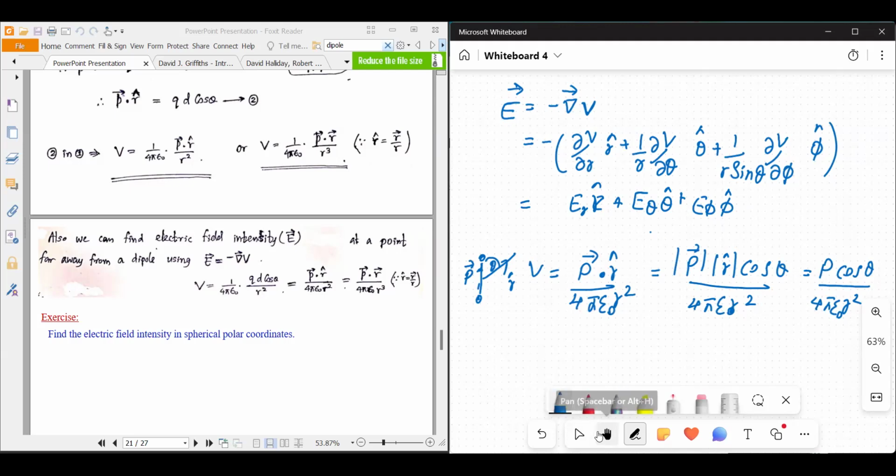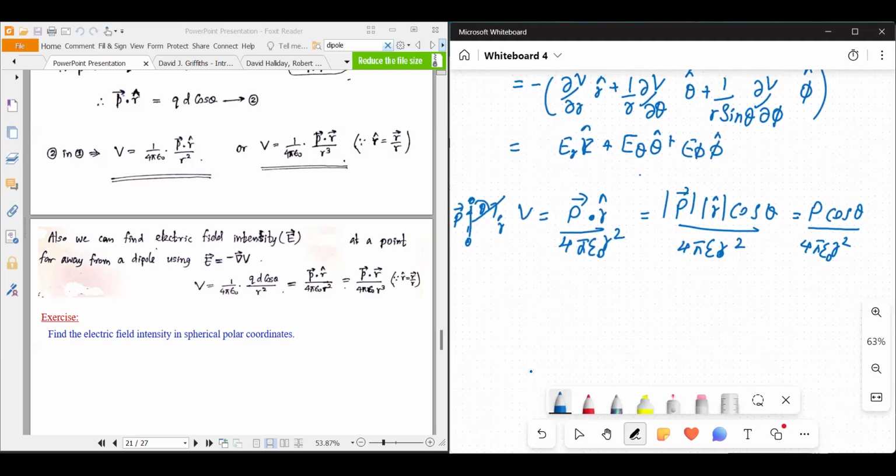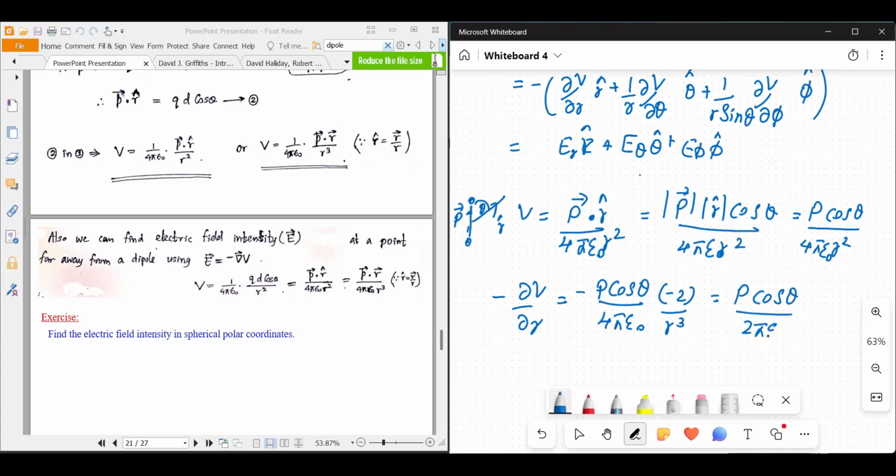Then once we do the differentiation, we can calculate ∂V/∂r. It is equal to P cos θ over 4πε₀, and we have minus 2 over r³. Then minus ∂V/∂r is equal to P cos θ over 2πε₀ r³.